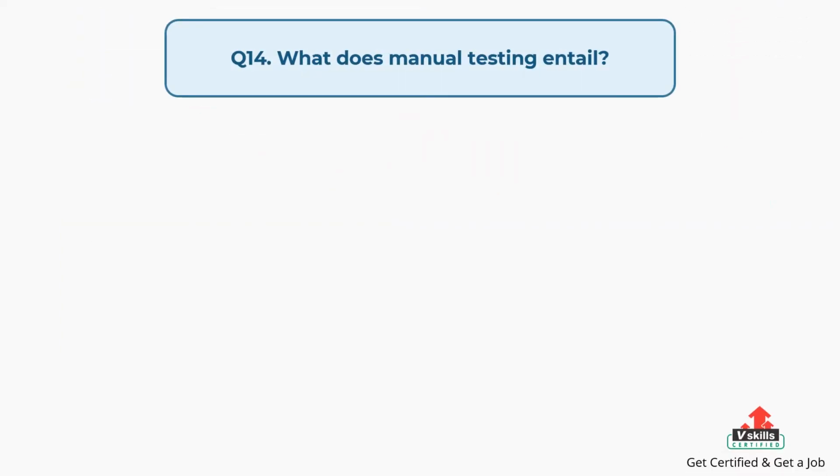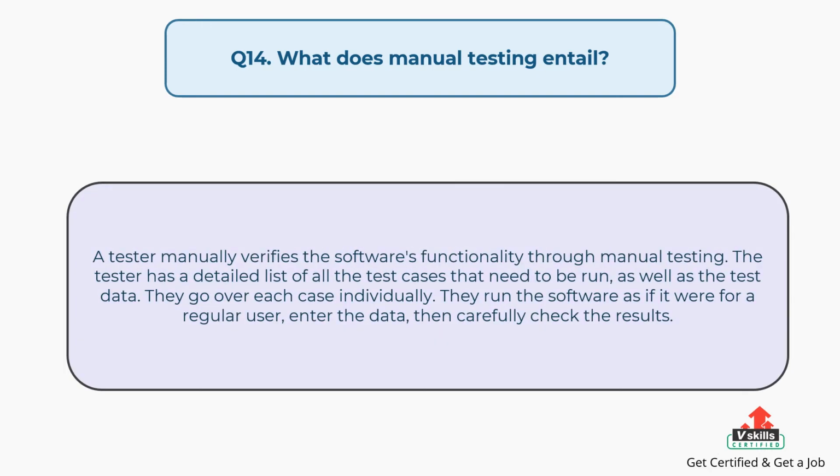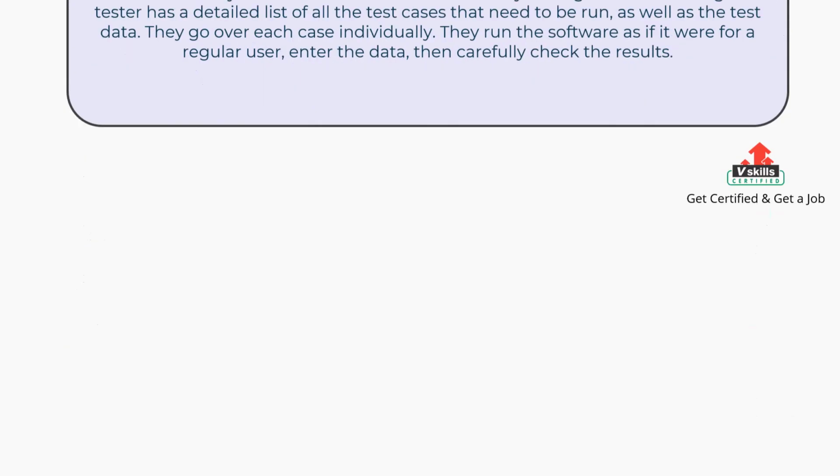Question number 14. What does manual testing entail? The answer is: a tester manually verifies the software's functionality through manual testing. The tester has a detailed list of all the test cases that need to be run, as well as the test data. They go over each case individually. They run the software as if it were for a regular user, enter the data, then carefully check the results.